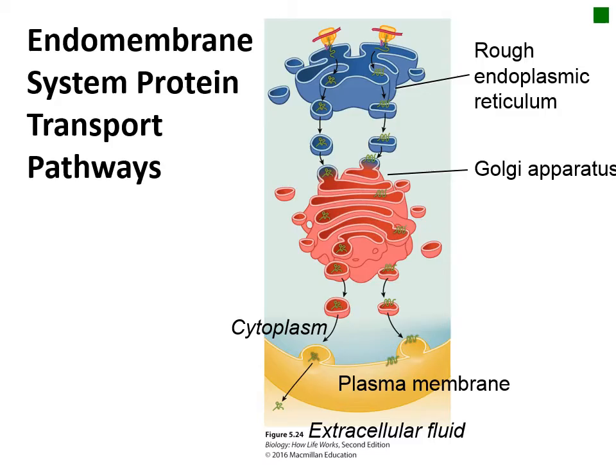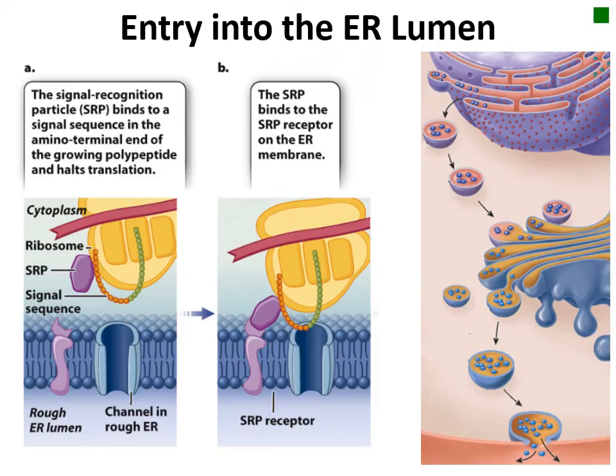Proteins produced by ribosomes on the rough endoplasmic reticulum end up within the lumen of the endomembrane system, embedded in the membranes of the cell, or secreted into the extracellular fluid. Proteins destined to enter the endomembrane system contain an amino terminal sequence recognized by a protein called the signal recognition protein, or SRP. This causes the ribosome to pause in its translation and bind to the rough endoplasmic reticulum.